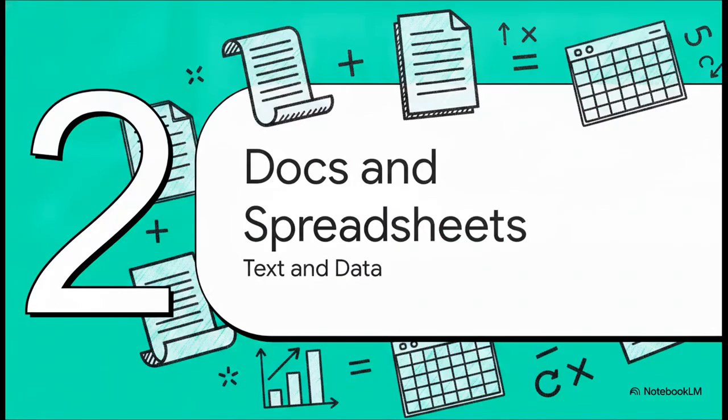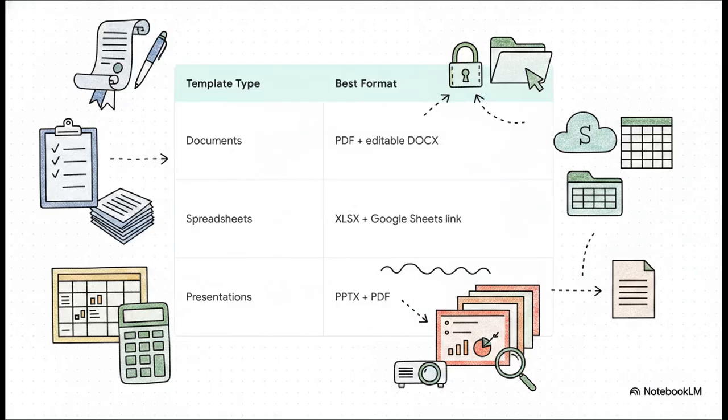Moving right along to Section 2. Documents and Spreadsheets. Handling text and data. So, let's transition into the foundational layer of most digital products, text and data-heavy templates. When you're dealing with words, numbers, and formulas, the actual utility of the file is everything. It's the whole shebang. We can map the template type right here to the absolute best delivery format.